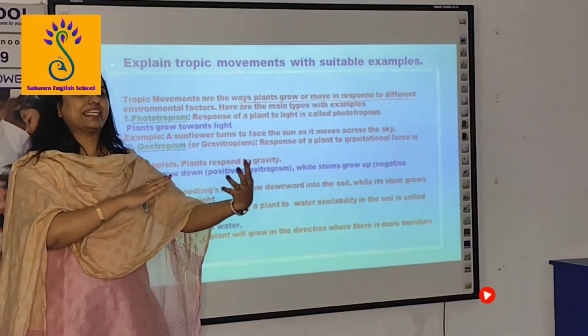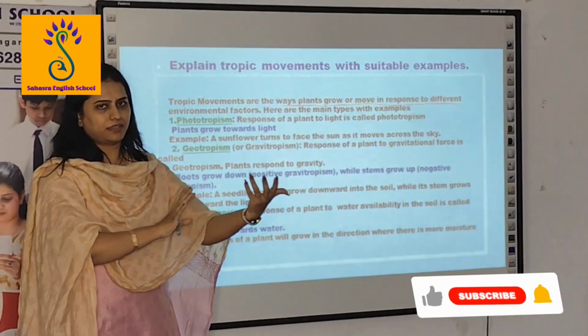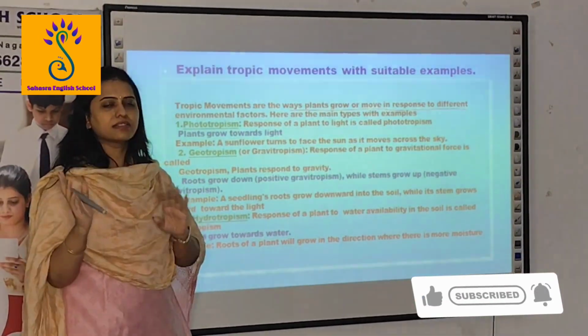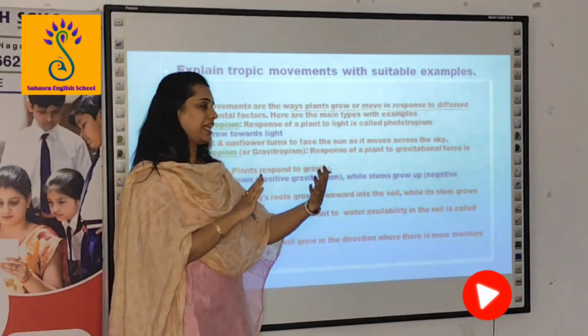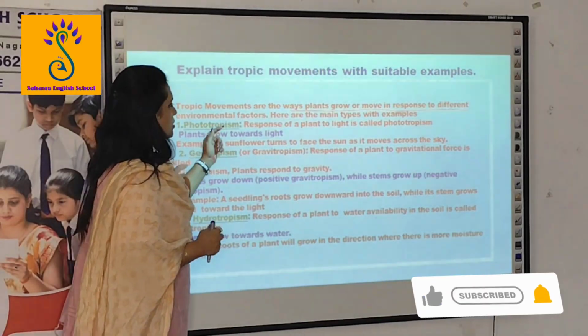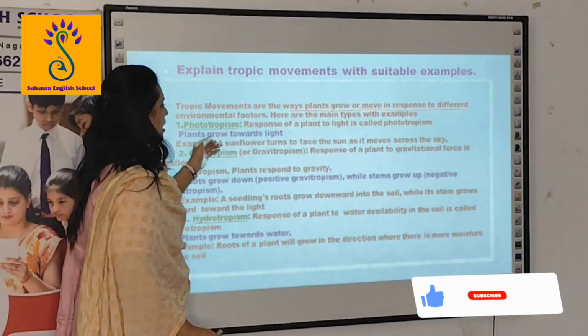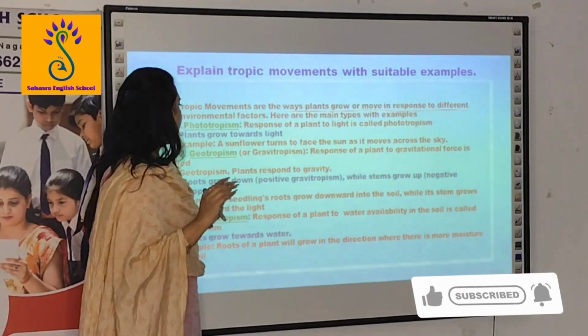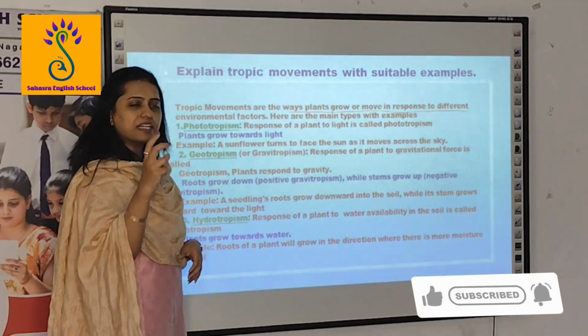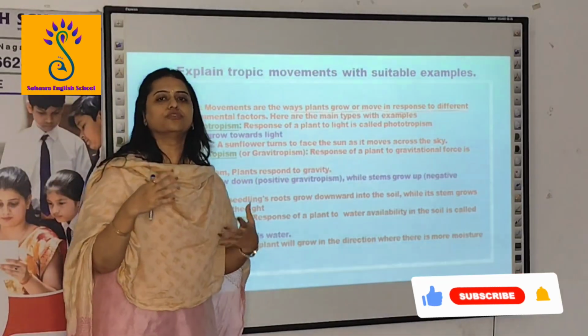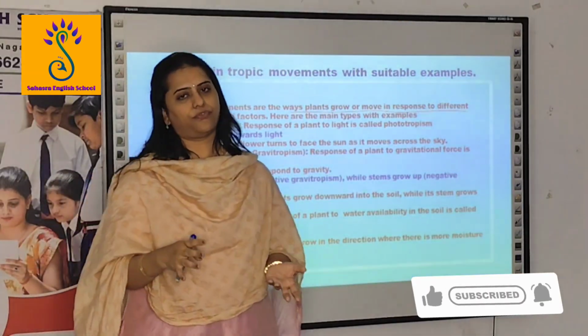Wherever light is there, the plant will move toward that. Example, sunflower. The sunflower will move towards the sunlight. Phototropism is the response of a plant to sunlight. The sunflower turns to the sun. Geotropism is the response of the plant to gravitational force.